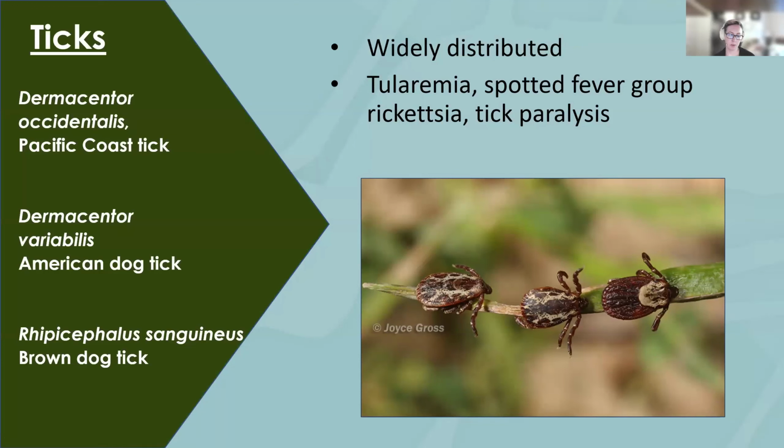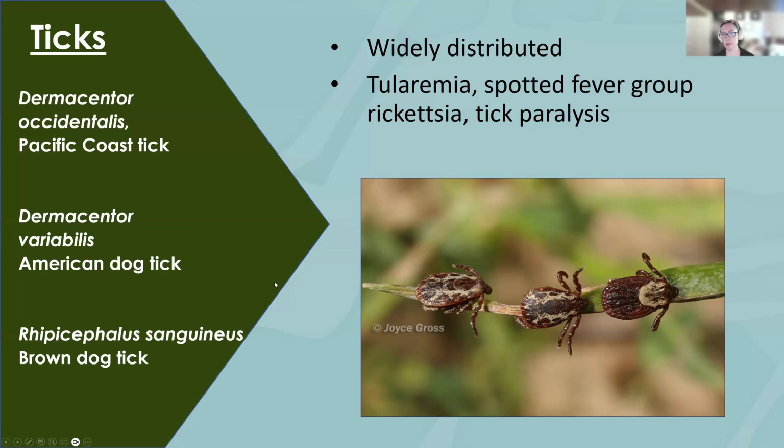While Lyme disease is the most commonly known tick-borne disease, and the Lyme disease transmitting Western black-legged tick or Ixodes pacificus is one of the more common and more well-known ticks, we also have many, many other species in California. Here are just a few others that are of interest for public health. Two species of Dermacentor ticks, the Pacific coast tick and the American dog tick, which are pictured here. And then also not pictured is Rhipicephalus sanguineus, which is the brown dog tick.